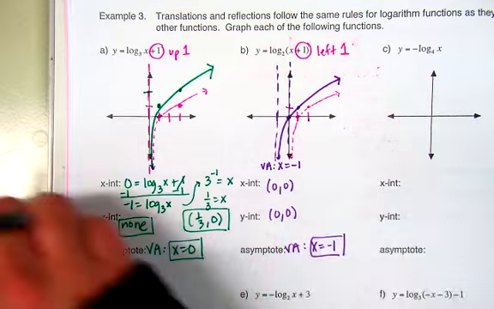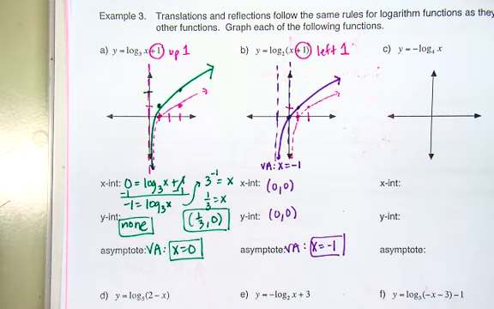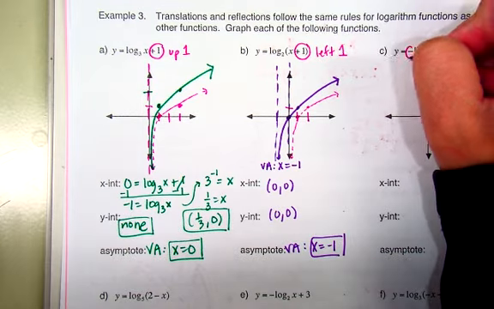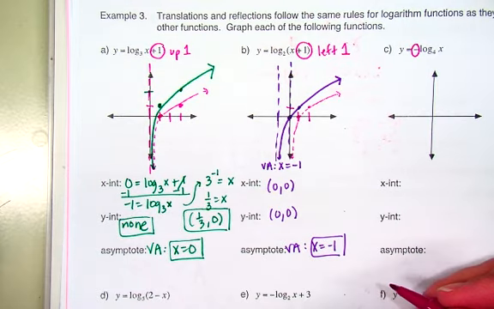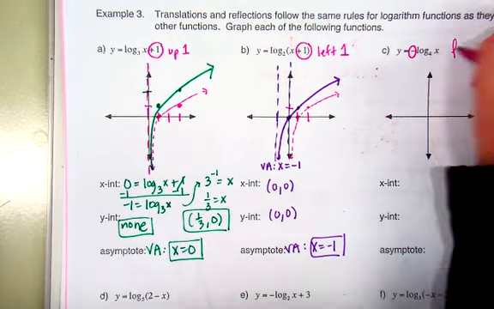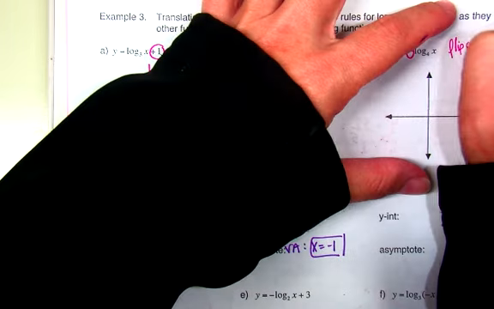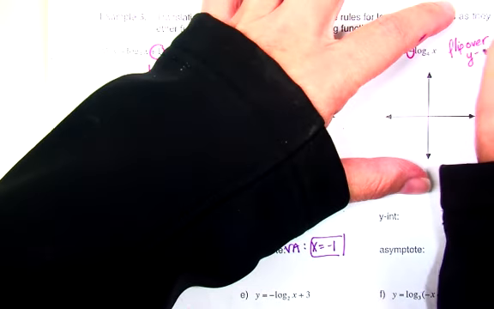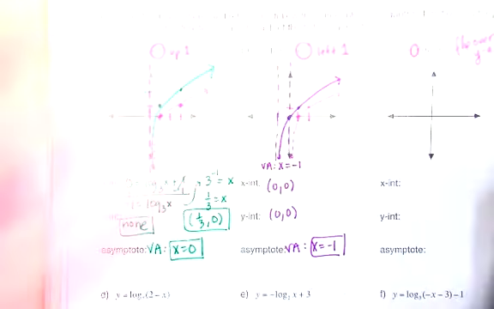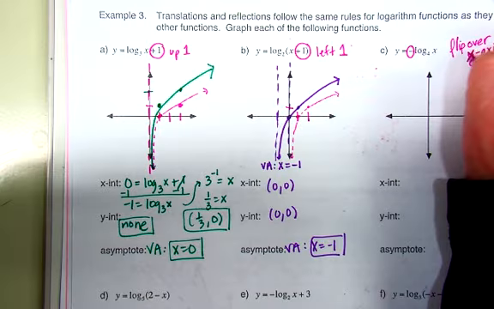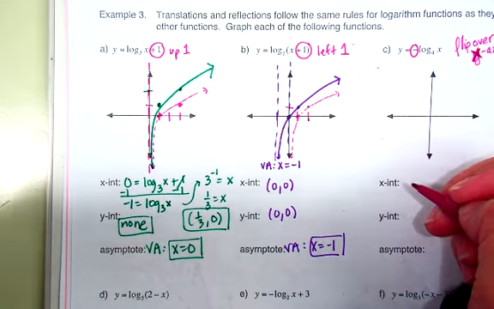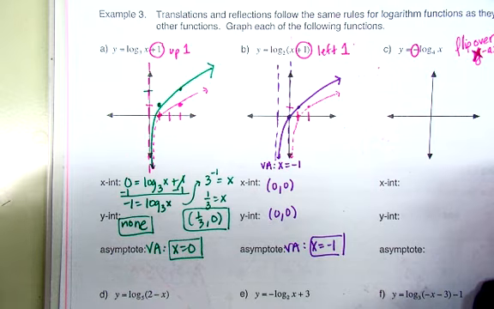Okay, with the negative out front, what's happening here? Right, so the negative out front is going to flip over the y-axis. I'm sorry, the x-axis. My bad. Changing the sign of my y values and flipping over the x-axis.